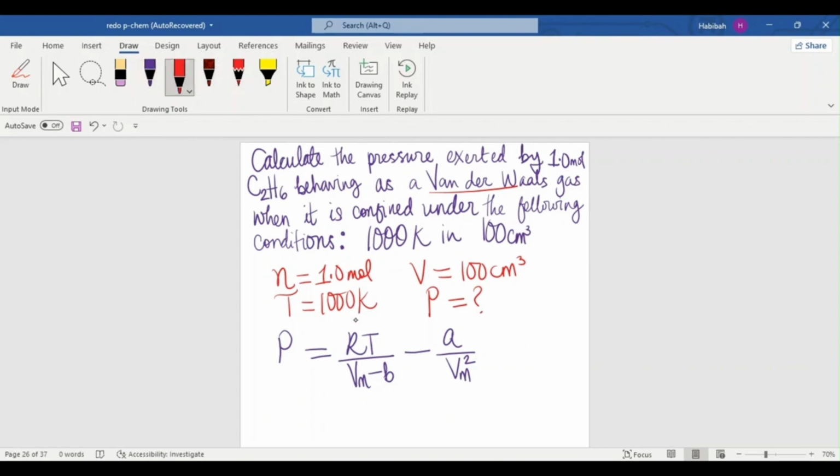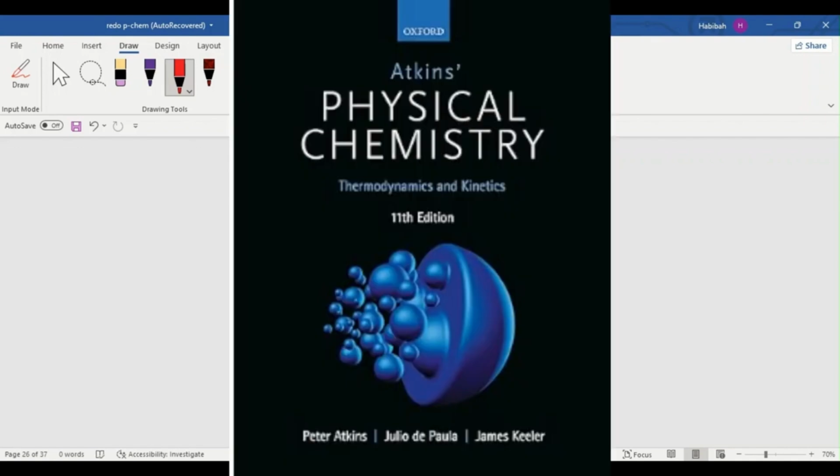The first thing you notice is that we have the gas constant R. We have the value for temperature, 1000 Kelvin. We have the value for volume, not molar volume, but we can determine the molar volume by having volume divided by number of moles. So we have volume and we have number of moles, so basically we have molar volume, but we don't have the values for A and B. Well, this is great news because we're using the Atkins Physical Chemistry 11th edition textbook. At the back of the textbook, there's something called the resource section, so we have the values for A and B at the back of the textbook.